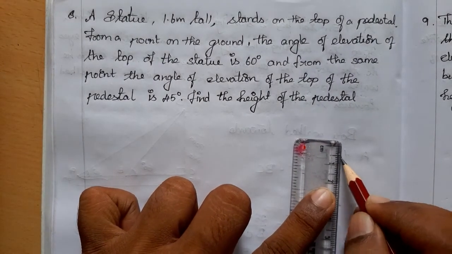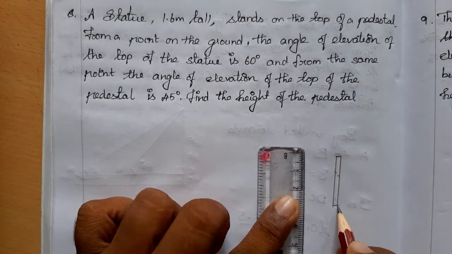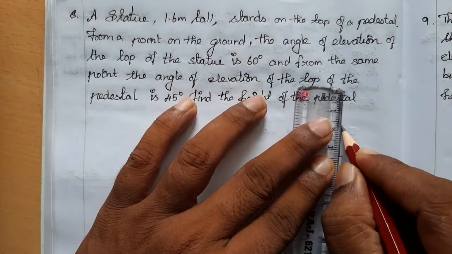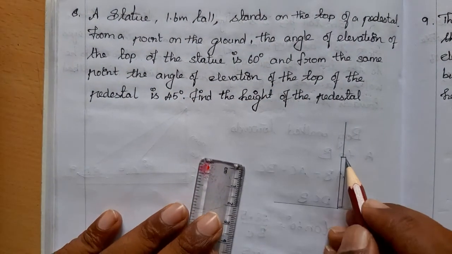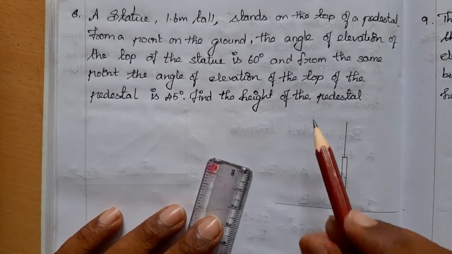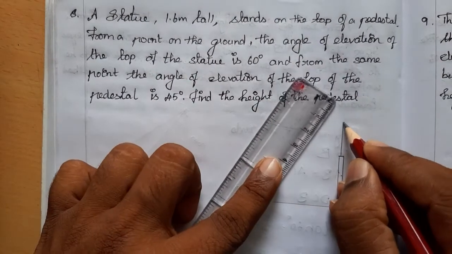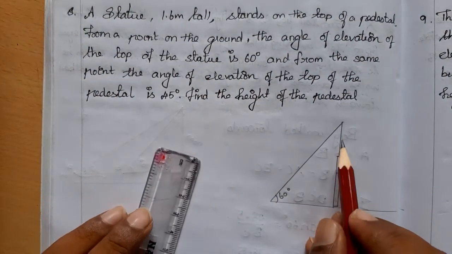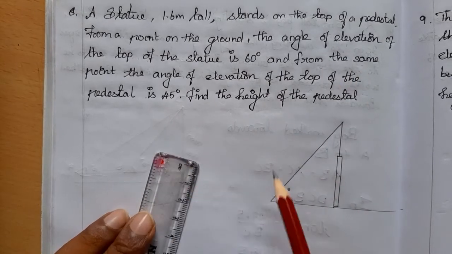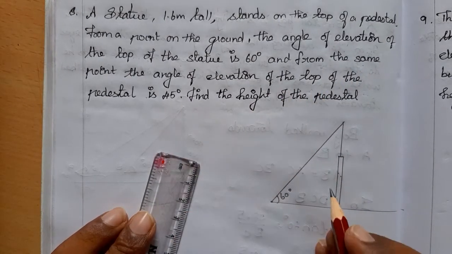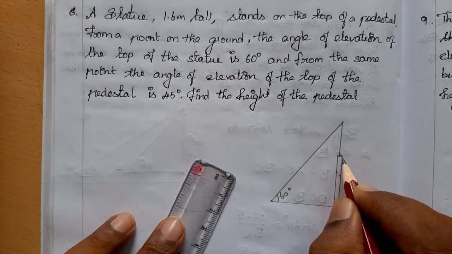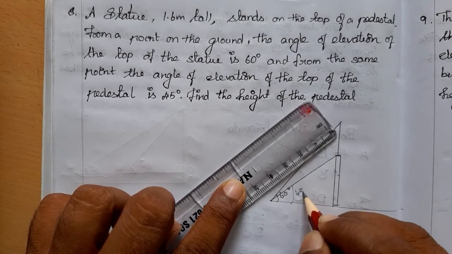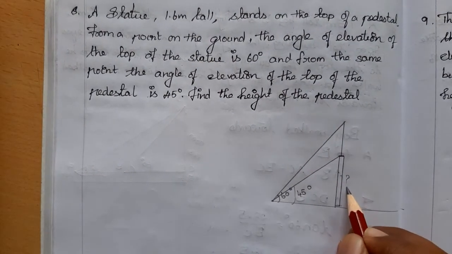So let me consider this to be the pedestal and let it be the ground, and above this there is one statue. I'm drawing it as a single line. So the double line is the pedestal and the single line is the statue. So the angle of elevation to the top of the statue is 60 degree. This forms a 60 degree angle, and from the same point the angle of elevation of the top of the pedestal, this is the top of the pedestal, is 45 degree. Okay, find the height of the pedestal. We have to find this height.